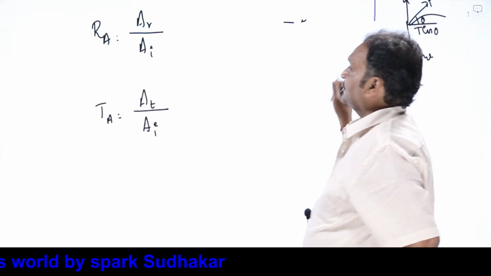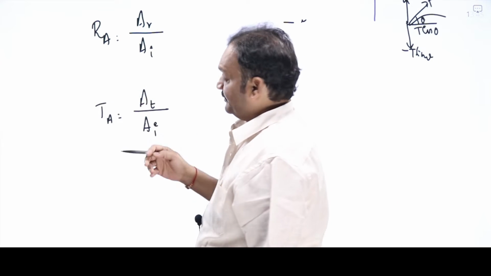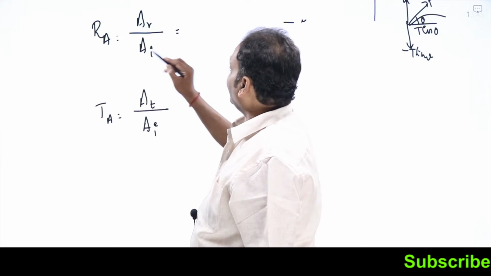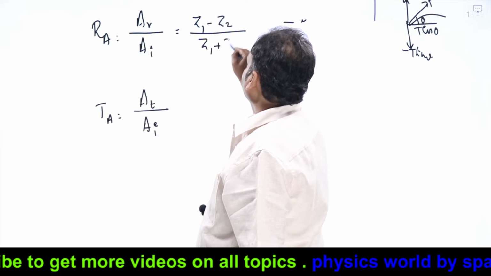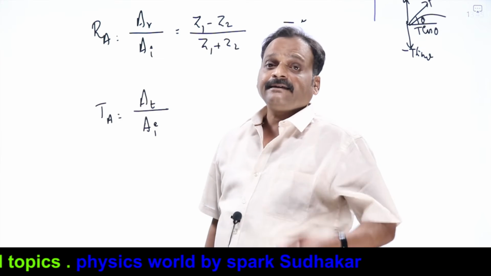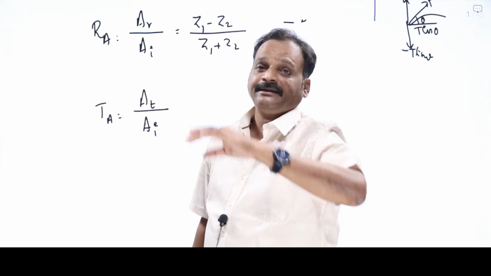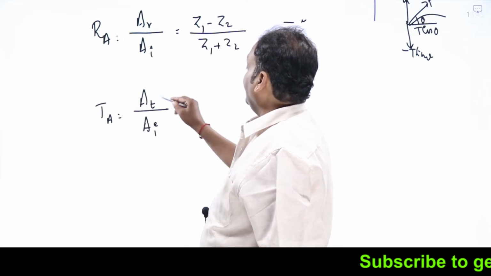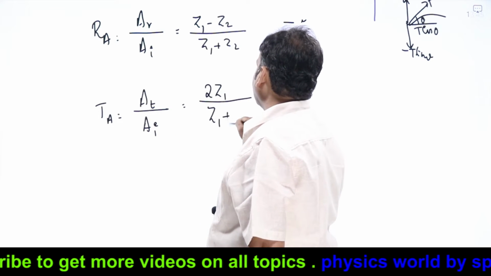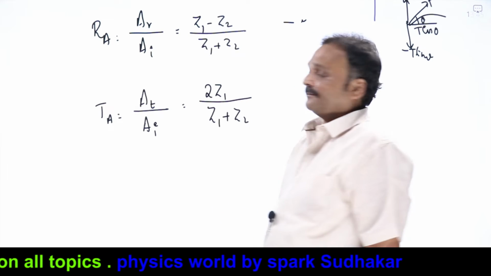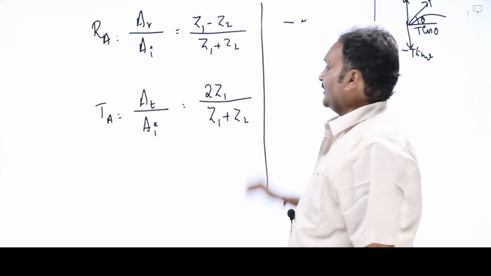I'll substitute in terms of the intrinsic impedance of the first medium and the intrinsic impedance of the second medium. I'll get RA as (Z1 minus Z2) by (Z1 plus Z2), where Z1 and Z2 are the intrinsic characteristic impedances of the first medium and second medium. Similarly, AT by AI equals 2Z1 by (Z1 plus Z2). This is the expression to remember, very, very important from all exams' point of view.